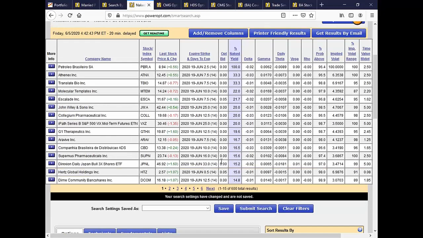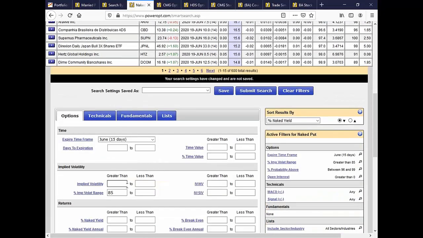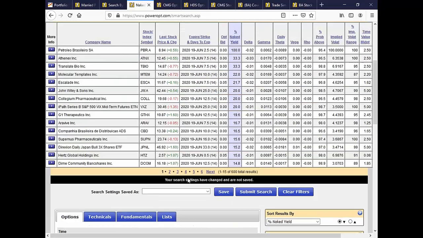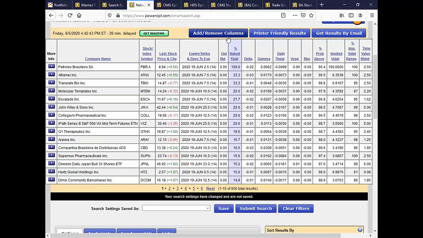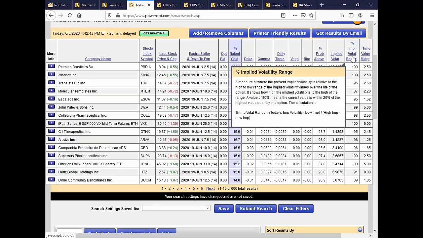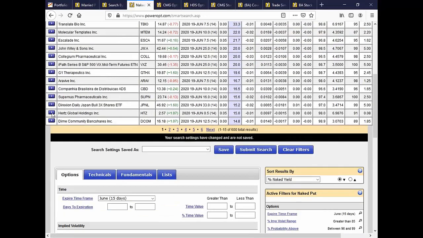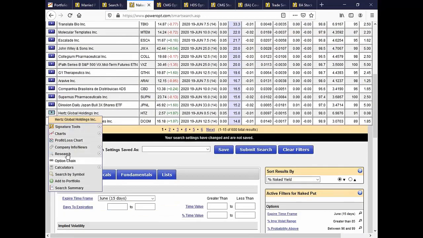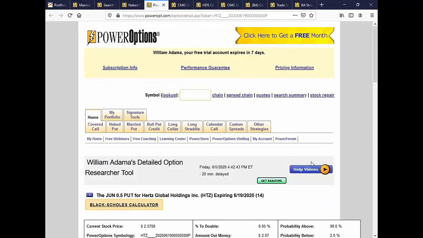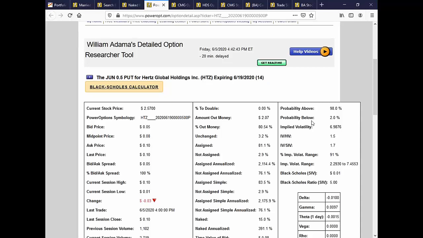implied volatility range. And in addition, of course, to being able to see that, in the add remove columns, you can choose to see the percent IV range and the actual range of implied volatility. Another way to see that is we can just go to the research tool and option research. This is a fun tool, Ed. So what this tool shows you is all the data we have on that particular option.